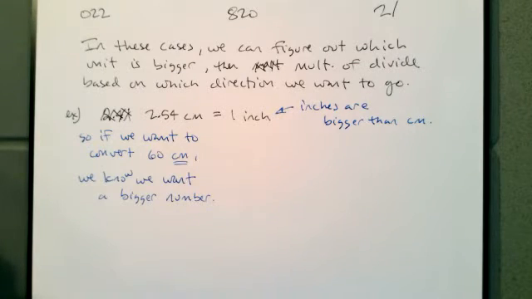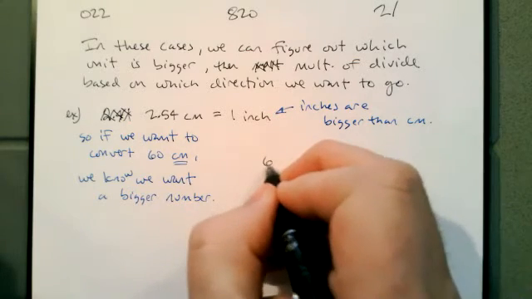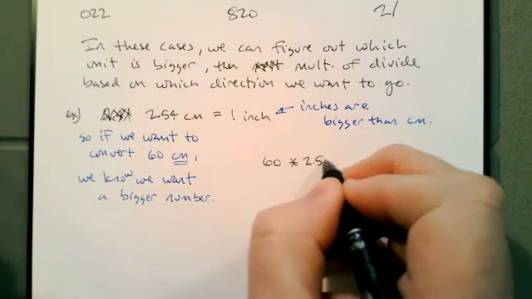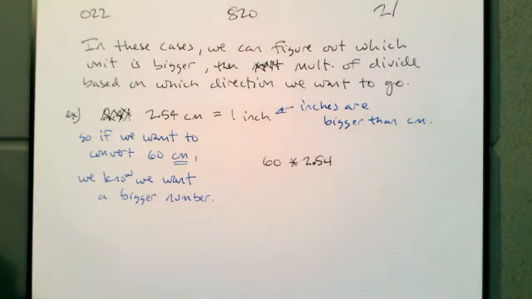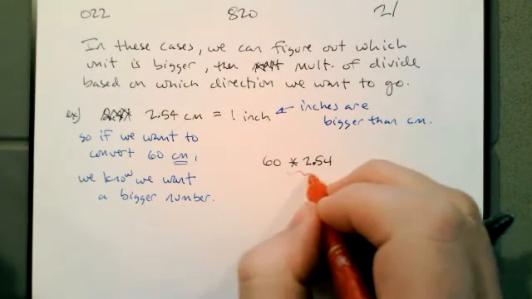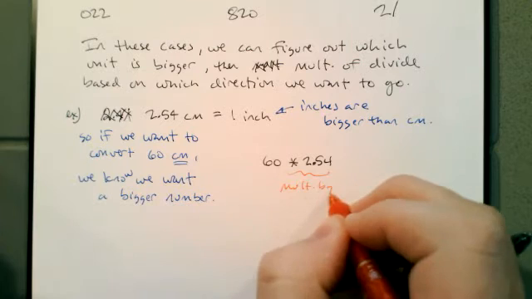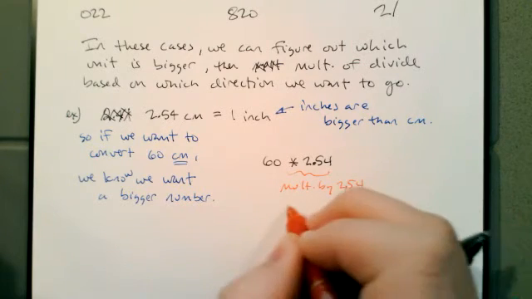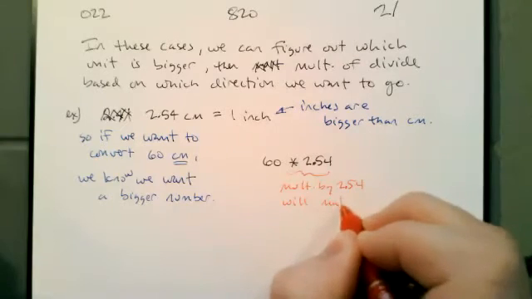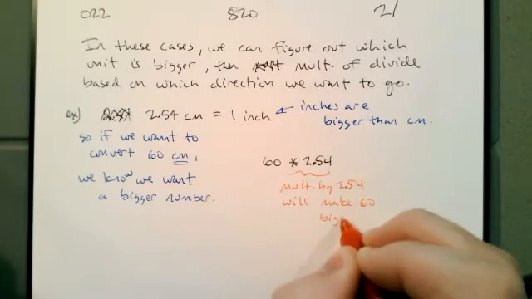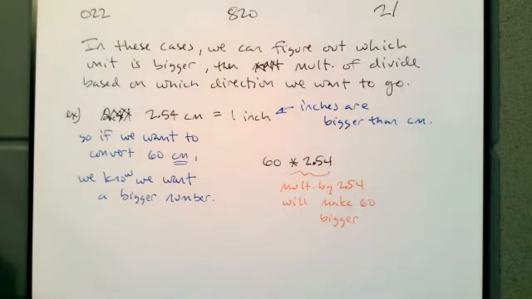We know that since we want to convert 60 centimeters, centimeters are the small one in this pair. So we know we want a bigger number. So multiplying by 2.54 will do the trick. 60 times 2.54. Multiplying by 2.54 will make 60 into a bigger number.